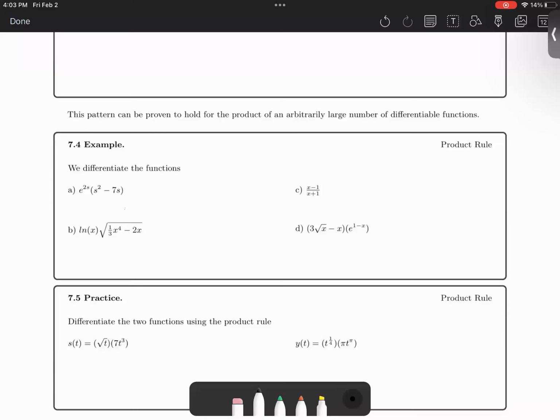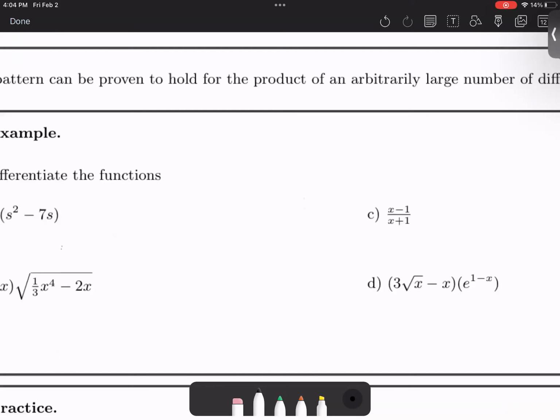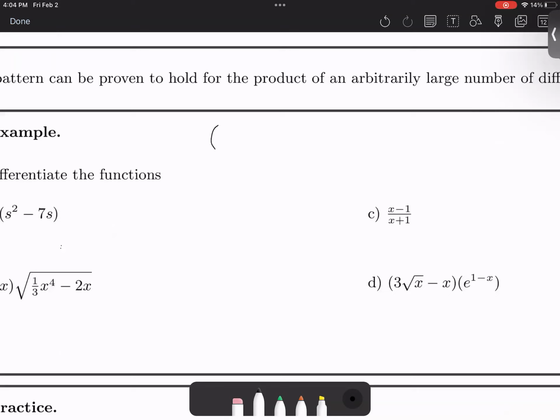Example 7.4 is going to walk us through a couple uses of the product rule. And it's called the product rule because it allows us to differentiate products. Let's remind ourselves of what it states.